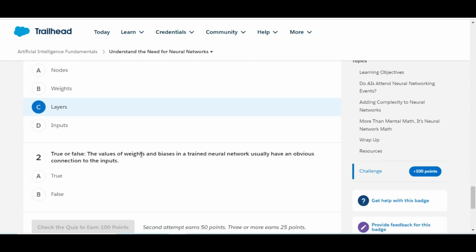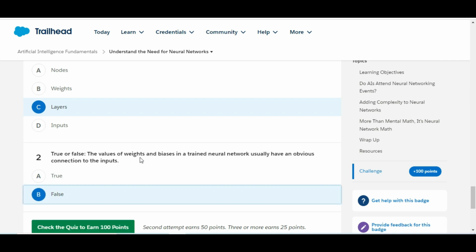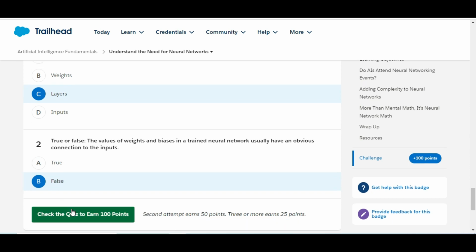True or false? The values of weights and biases in a trained neural network usually have an obvious connection to the inputs. So this is false. There is no connection between the values of weights and biases and the inputs. Let's check whether we have done it correctly or not.